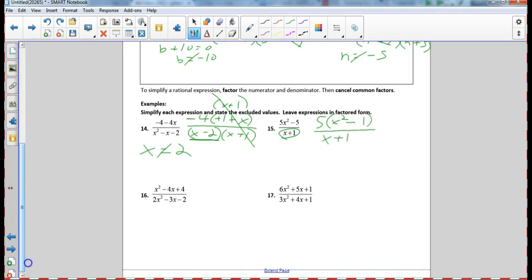I did not end up with an x plus 1. Except, wait a minute, x squared minus 1 is a difference of 2 squares. So I can break this down further to x minus 1, x plus 1. Now, I have 5 on top. I have a 5 times x minus 1, and that's it. There is nothing on the bottom, so there are no excluded values. X can be any number in the world, and it'll be okay.